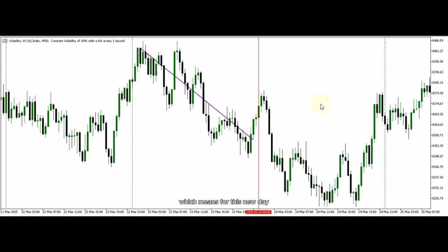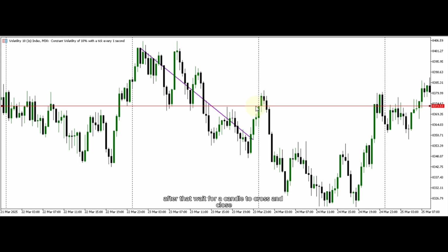Which means for this new day, we are only looking to place a sell position. After that, look for the close price of the first 30 minutes candle. Place a horizontal line on the close price of the first 30 minutes candle. After that, wait for a candle to cross and close below the horizontal line.